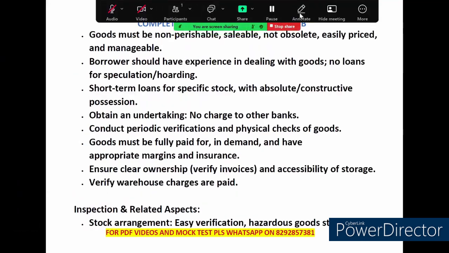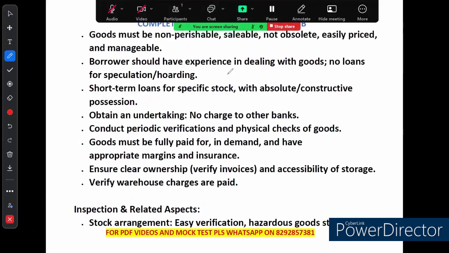Okay. Now the second thing is that banks prefer goods that are non-perishable, in demand, and easy to price and manage. Loans are not given for risky activity like speculation or hoarding. Banks also check the goods are fully paid for and stored securely. And now let's talk about inspection and related aspects. See, a very important concept.